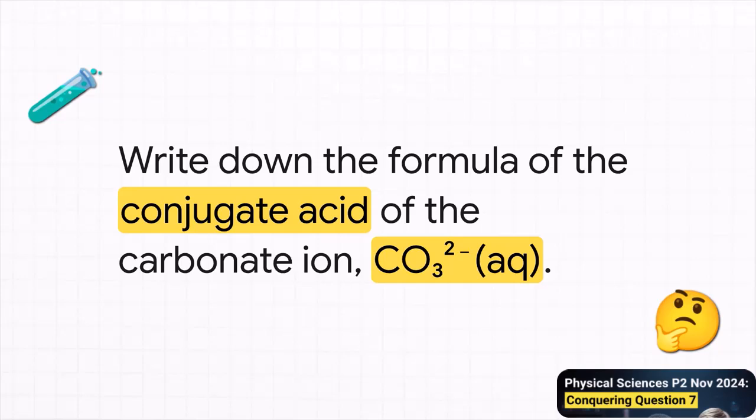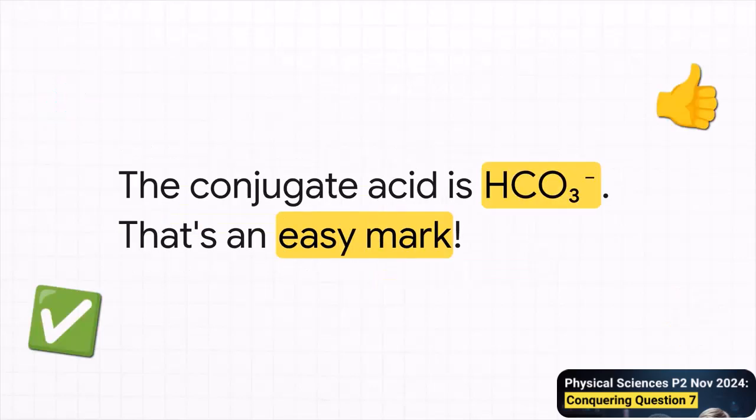All right, next up, question 7.2. What is the formula of the conjugate acid of the carbonate ion, CO3 2-? This is one of those quick, easy 1 markers. Remember the rule. To find the conjugate acid, what do you do? You just add a proton, right? An H+. And boom, the answer is HCO3-. Just like that, an easy mark. See, we're already 3 marks in, and we haven't even touched the calculator yet. Awesome. Let's move on to the data.